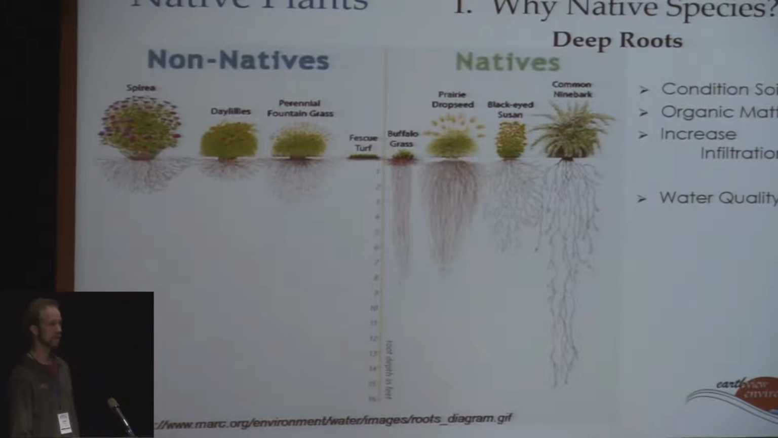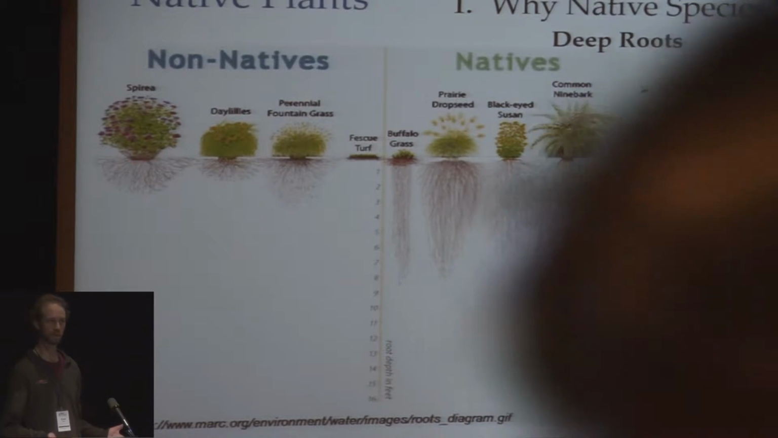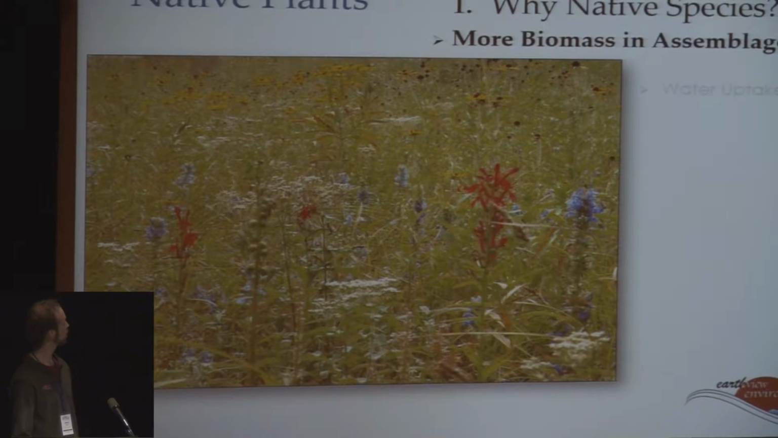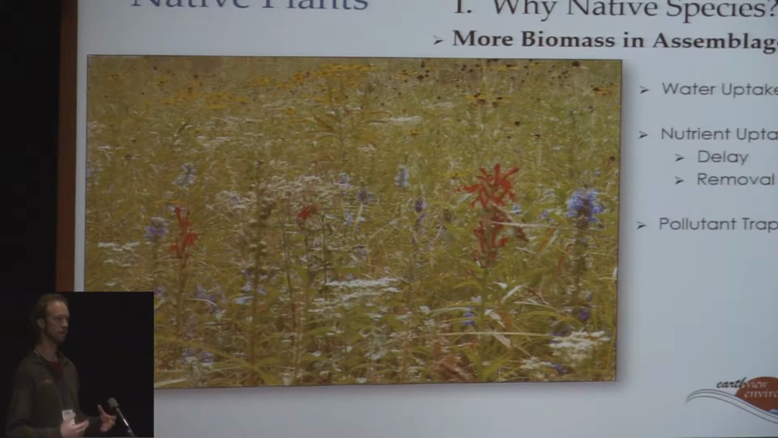Deep roots of native species. Again, I'm probably preaching to the choir here, but native species are, for the most part, prairie adapted plants that will put down really deep roots. This helps condition our soil, replaces organic matter, increases water infiltration, and again, this all really helps water quality. One thing I love about this slide is the fescue turf on the left versus the buffalo grass on the right. What an amazing difference. And how many of our stormwater BMPs are full of cool season turf grasses that we could replace with buffalo grass or similar natives that would give that root structure and provide these benefits?